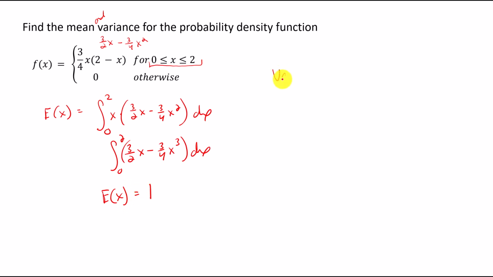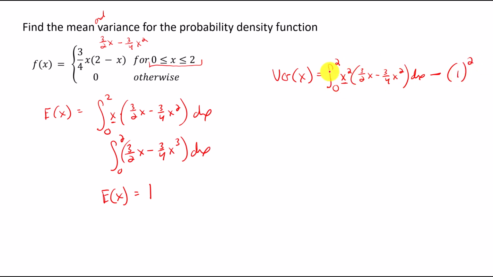Now to find the variance, we're going to take the integral from 0 to 2 again, but instead of having an x here, we're going to have an x squared times 3/2 x minus 3/4 x squared dx. And then we have to remember to subtract whatever we found for expectation. In this case, just 1, but it is squared. So for variance, you do this integral with an x squared here and then minus this 1 squared.